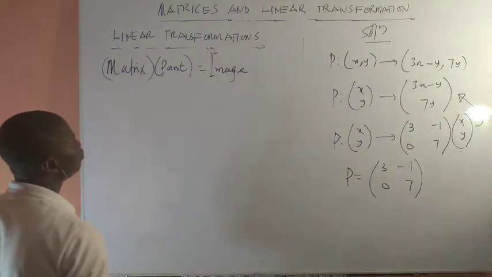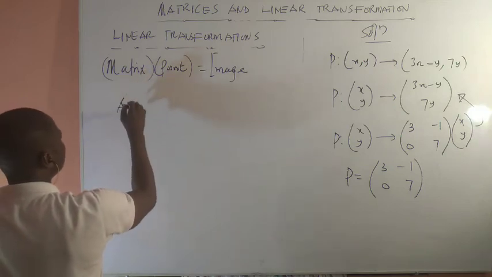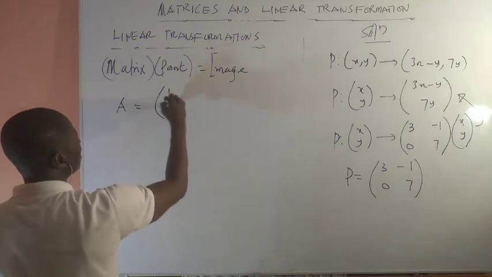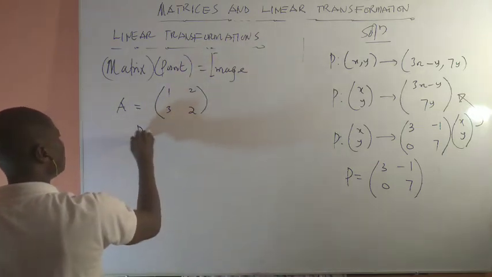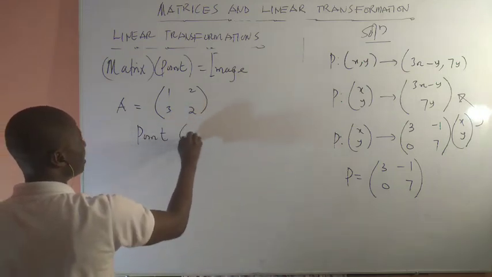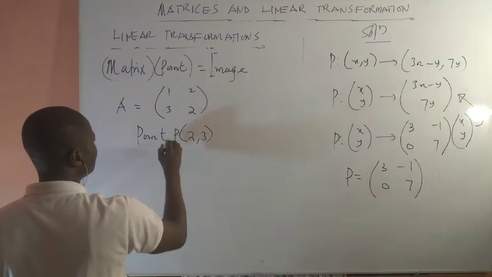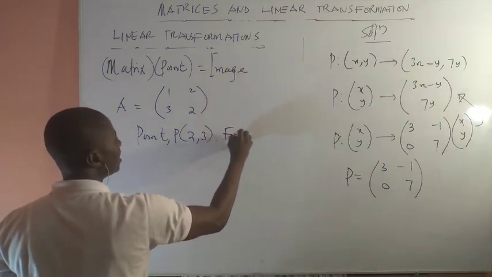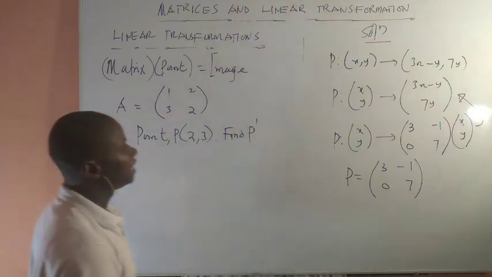Now, let's assume that we are given a particular matrix. Let's say the matrix is 1, 2, 3, 2. And we are given the point. Let's say the point P is 2, 3. And we are asked to find the image of P.